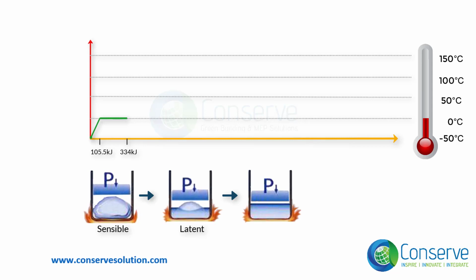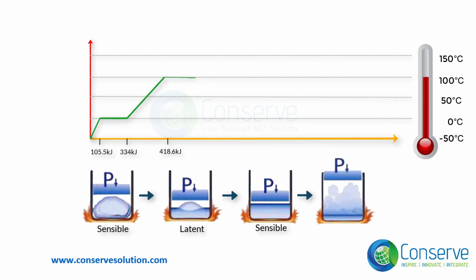On further heating, the temperature of water increases steadily till it reaches 100 degrees Celsius and remains as water. There is no change of phase till this point. The sensible heat required to increase the temperature from 0 degrees Celsius to 100 degrees Celsius can again be calculated using the formula. On further heating, the temperature remains constant at 100 degrees Celsius till all the water is converted to vapor. The heat added to convert water to vapor at 100 degrees Celsius is the latent heat. The latent heat can again be calculated using the formula.